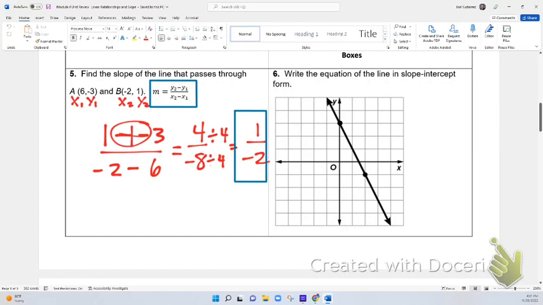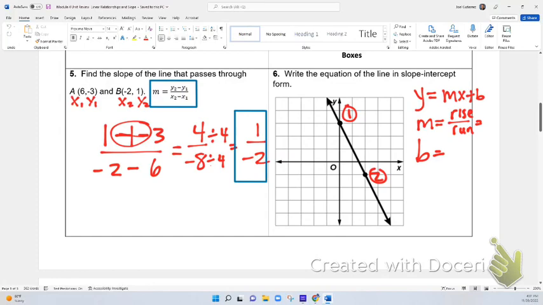For number 6, they want us to write an equation. Remember, to write an equation, it needs to be written in the form y equals mx plus b. We need to find out what the m is. We need to find out what the b is. So to find your m, remember, it's always going to be rise over your run. So we're going to call this point 1. We're going to call this one point 2.